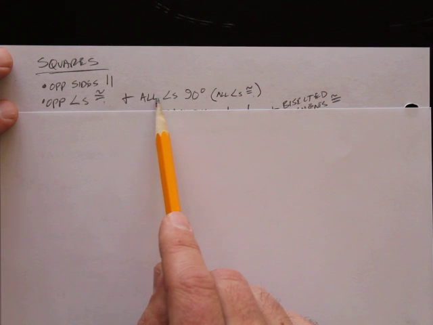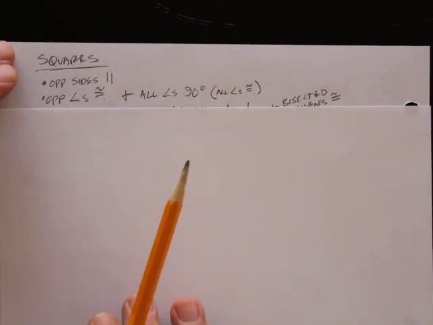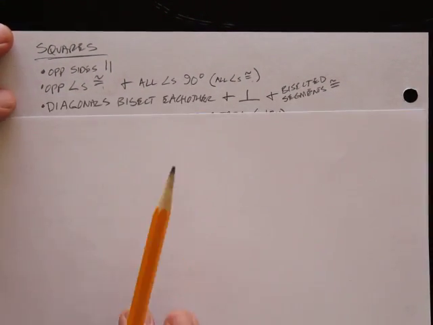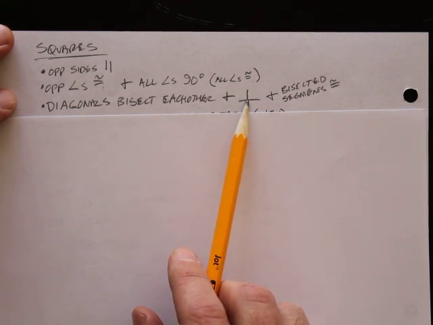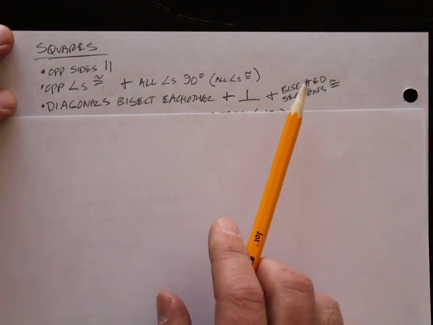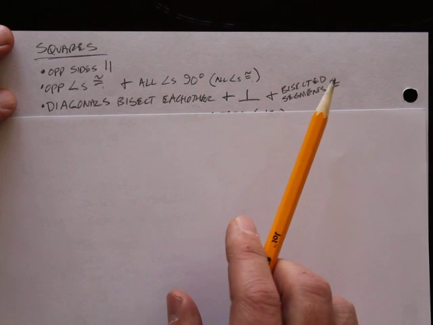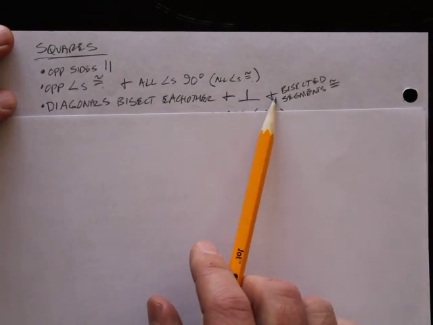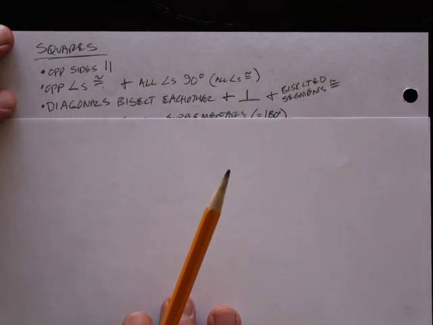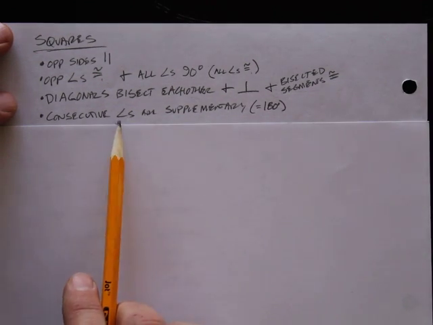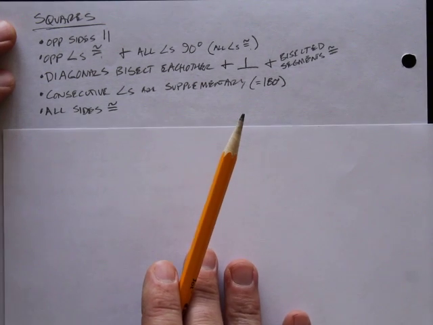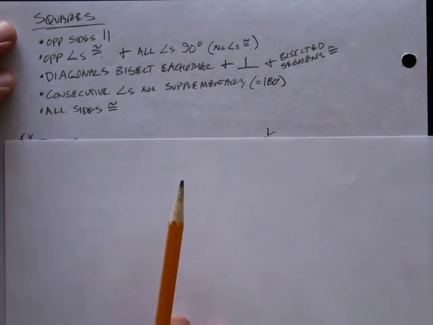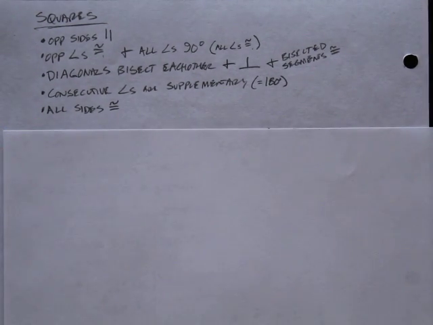Because in a square, all angles are 90 degrees. All angles are congruent. Diagonals bisect each other, and they're perpendicular, just like other rhombi. And all of the bisected segments are congruent, so this is different for a square than other rhombi. Consecutive angles are supplementary, they equal 180 degrees. All sides are congruent. All right, so that's squares.